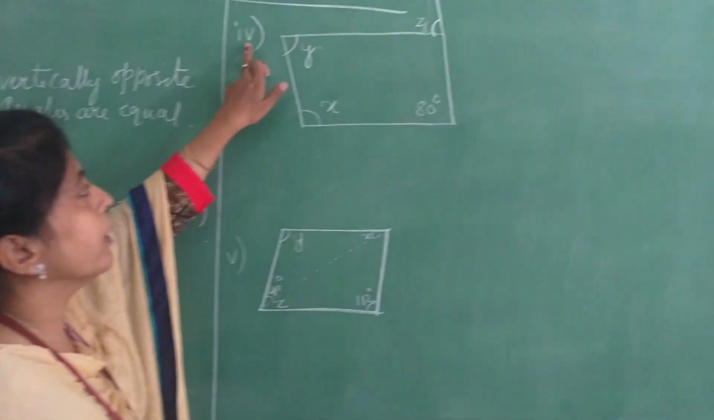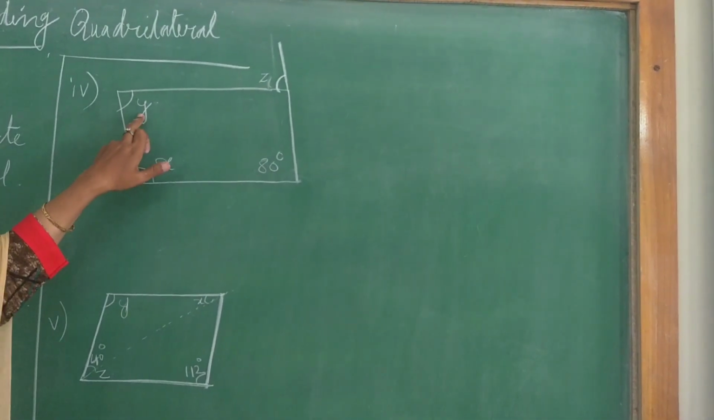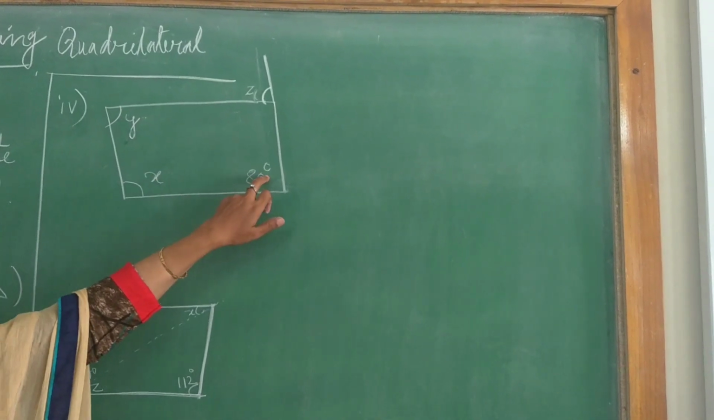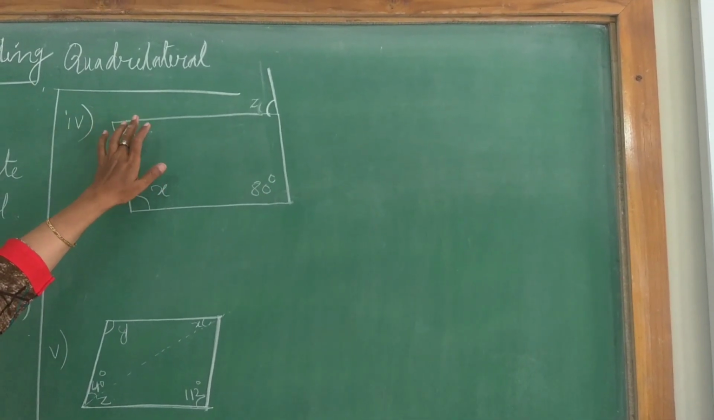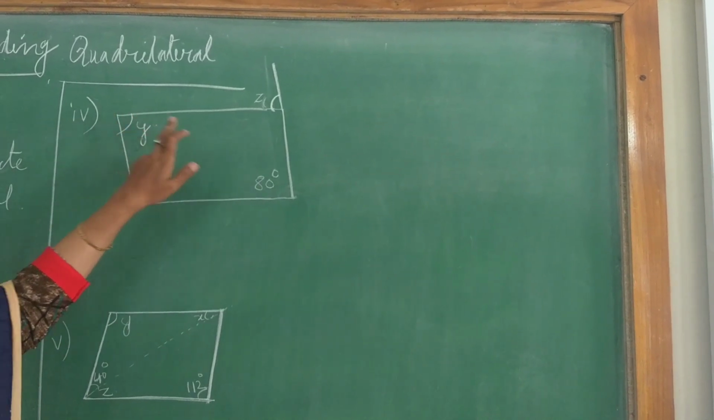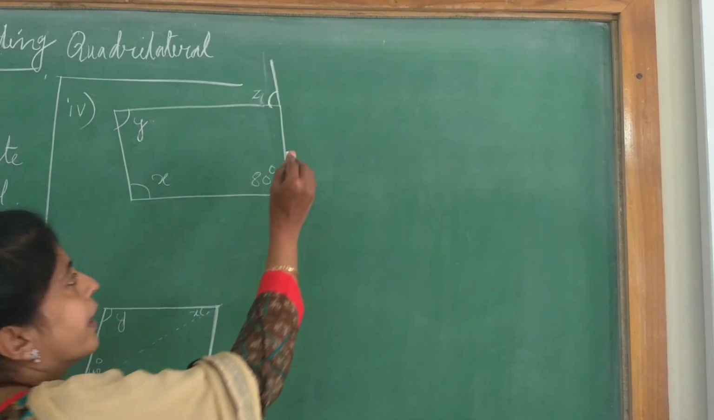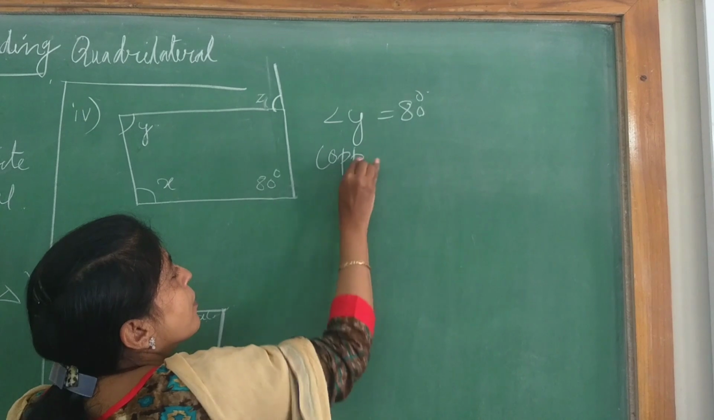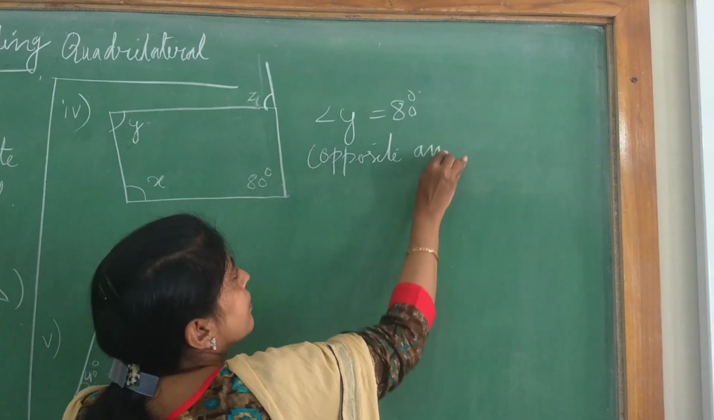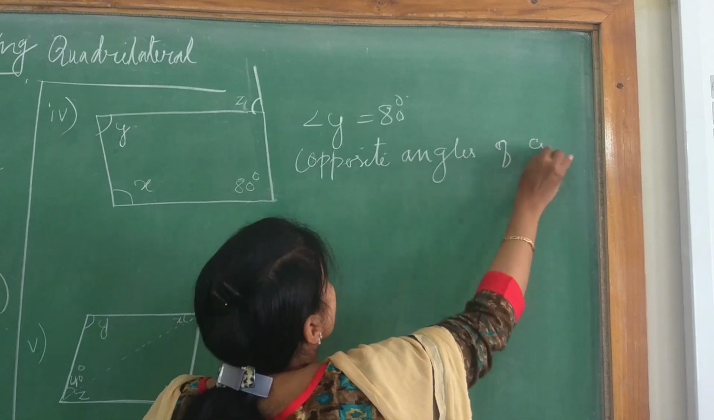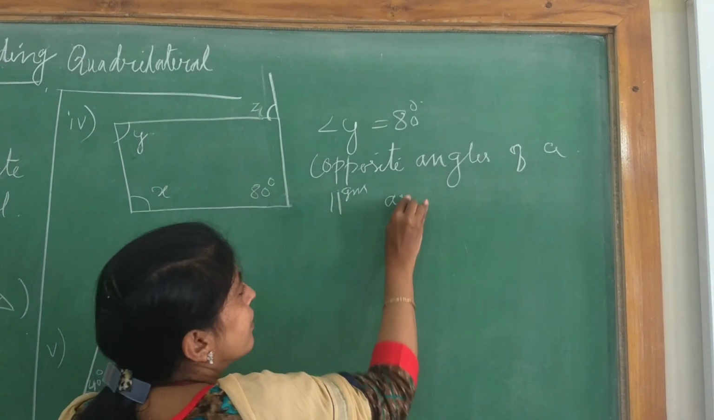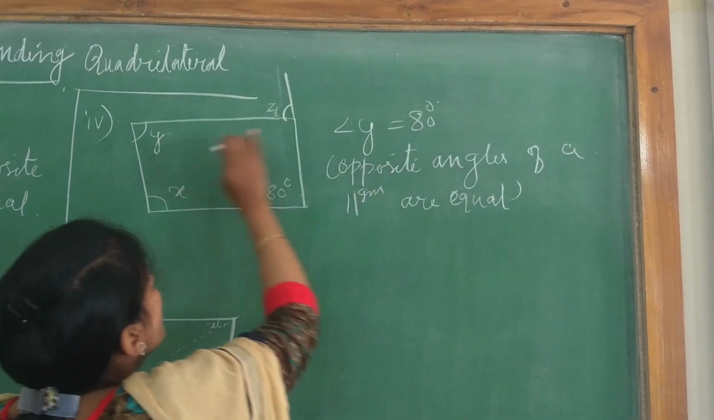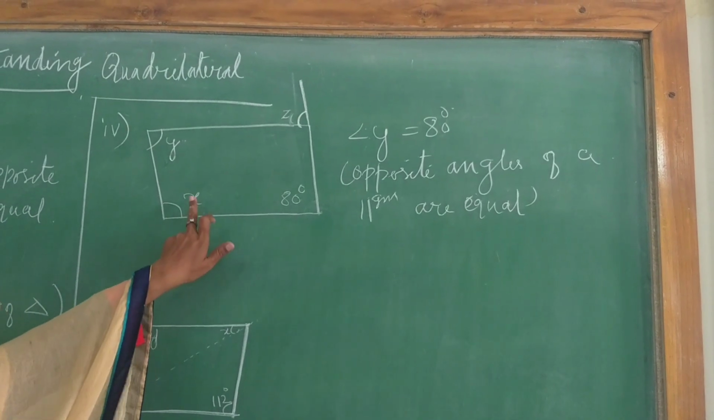That is the fourth problem. In this also we need to find x, y as well as z. And you know very well, y is equal to 80 on the basis of, in case of a parallelogram, opposite angles are equal. So therefore I can write angle y is equal to 80 because opposite angles of a parallelogram are equal in measure. Then we need to find angle x.